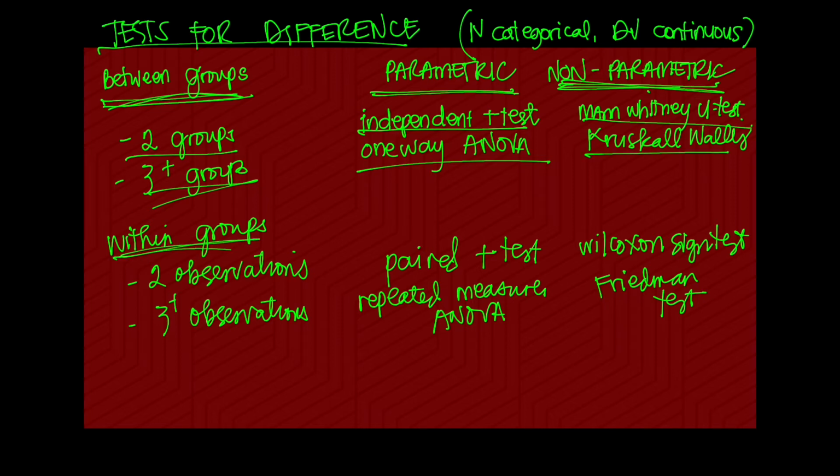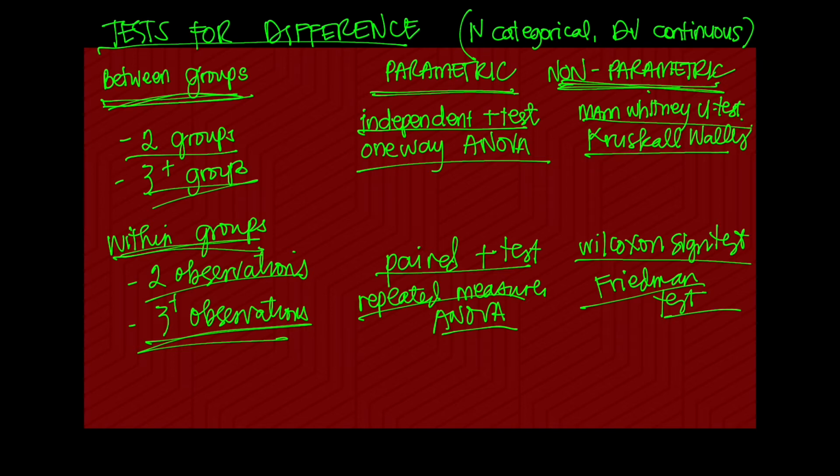Now, if it's again within groups or repeated measures, if there are 2 observations like pre and post, then you use a paired t-test if it's parametric. If it's non-parametric, you use a Wilcoxon signed-rank test. If it's 3 or more observations like year 1, year 2, year 3, etc., then you use a repeated measures ANOVA for parametric and a Friedman test for non-parametric.